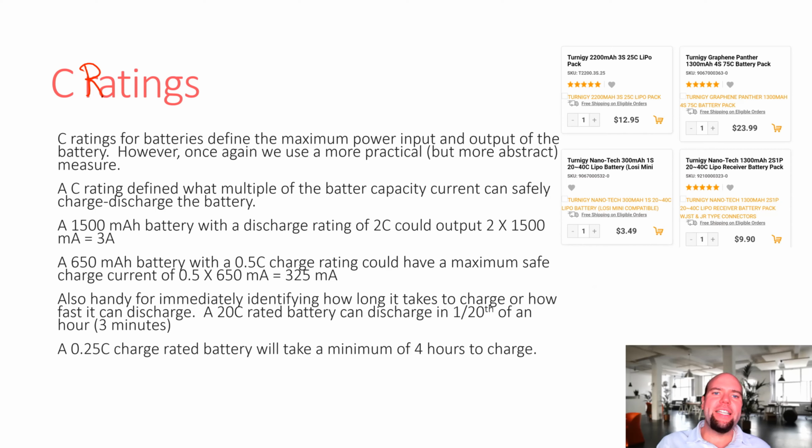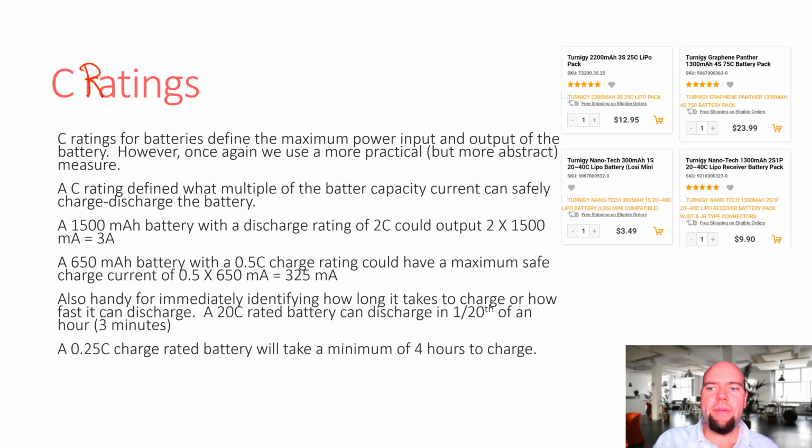A C rating for a battery is a way of defining the maximum input and output power of the battery. However, it's again done to be as useful as possible. It's to let people make a back of the envelope calculation. So you can look at this number and immediately tell in very useful terms how quickly you can charge and discharge this battery. A C rating relies on the previous capacity rating of amp hours and milliamp hours, and it tells you what multiple or what fraction of that capacity rated current you can have at the input or the output of the battery.